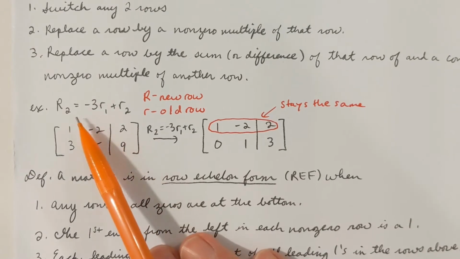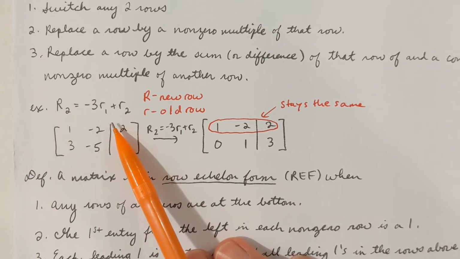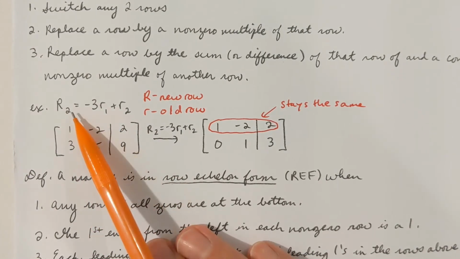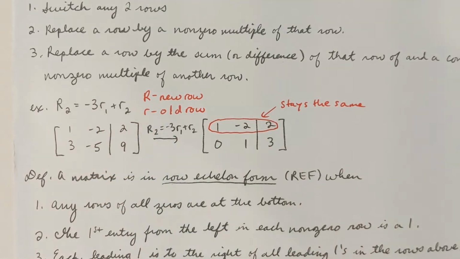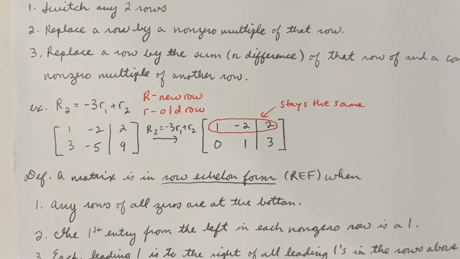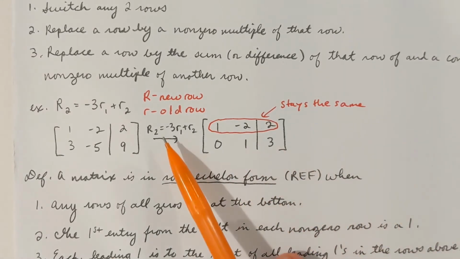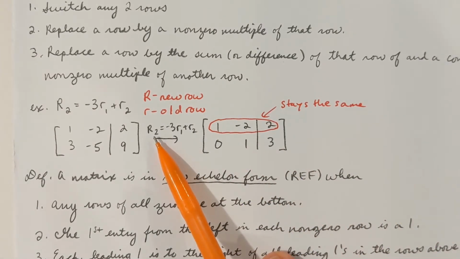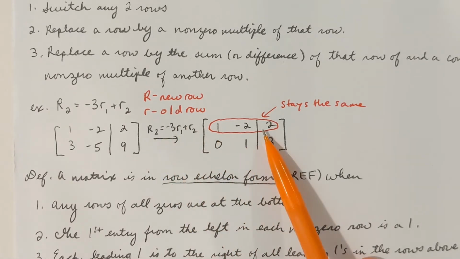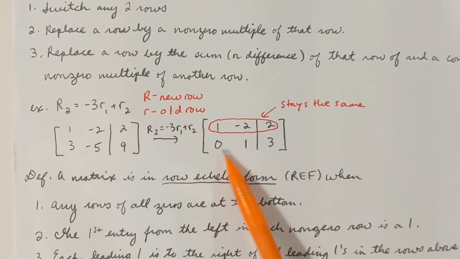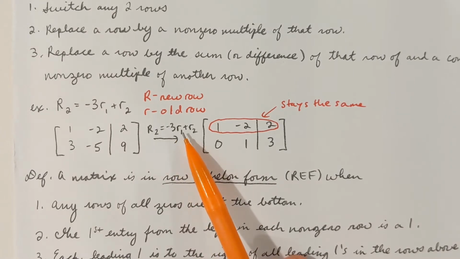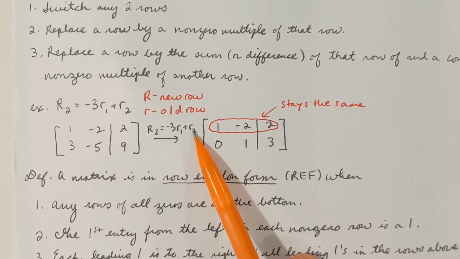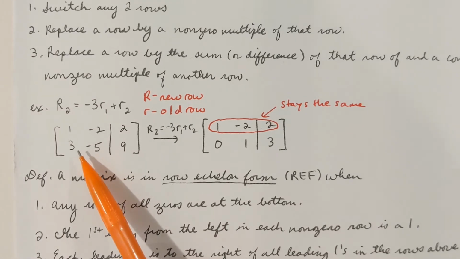Here's an example of a row operation on this matrix. A capital R is going to represent a new row, and a little r is going to represent an old row. This is notation that you'll see in the book. In this calculation, I'm going to get a new row 2. Row 1 is going to stay as is, and I'll get a new row 2 here. To get the new row 2, I'm going to take negative 3 times row 1 plus row 2. So let me go ahead and do that now.